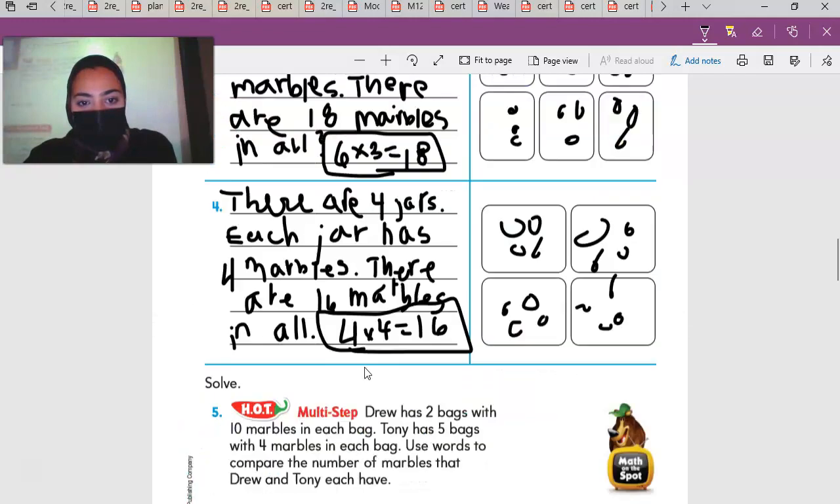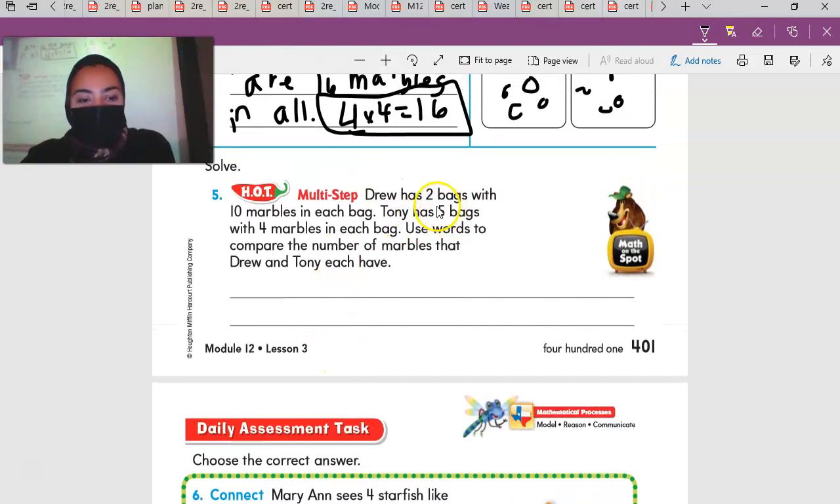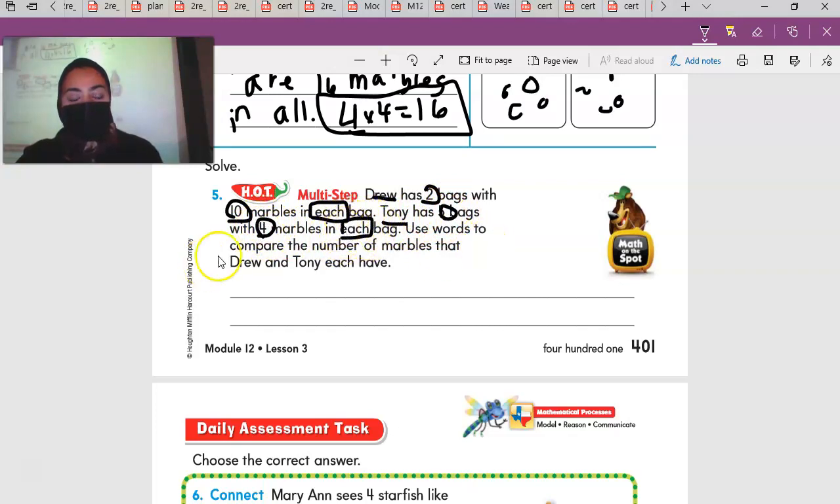All right, moving on. Let's look at number 5 together, and then I'll let you do the rest on your own. Drew has 2 bags with 10 marbles in each bag. So he has 2 bags with 10 marbles. Each means multiply. That's a key word. Box it. Bag. That's for Drew. Tony has 5 bags with 4 marbles in each bag. Use words to compare the number of marbles that Drew and Tony each have. So this is a 2-step problem. Drew has 2 bags with 10 marbles in each bag.